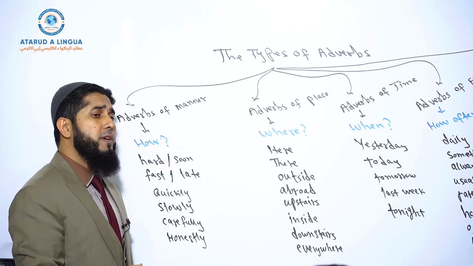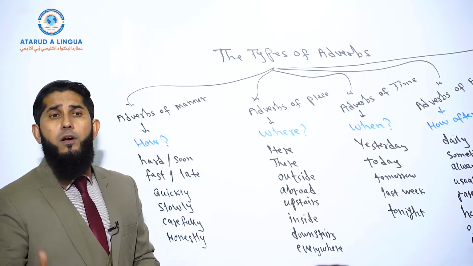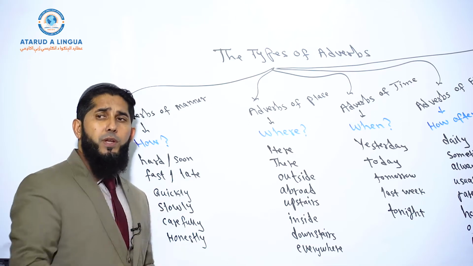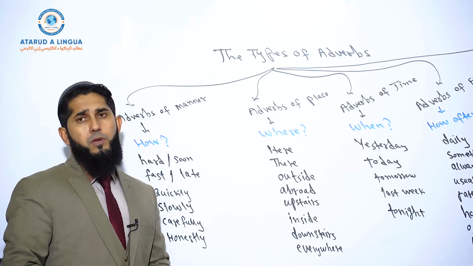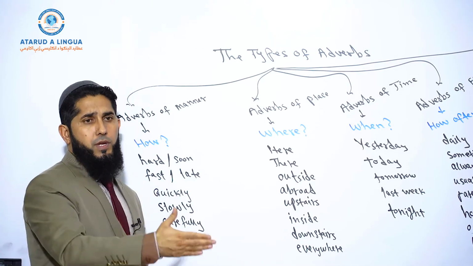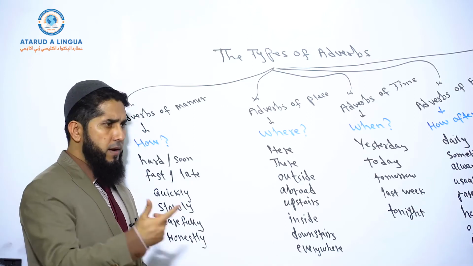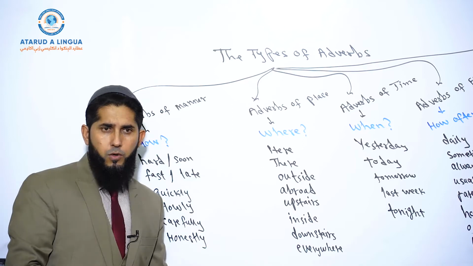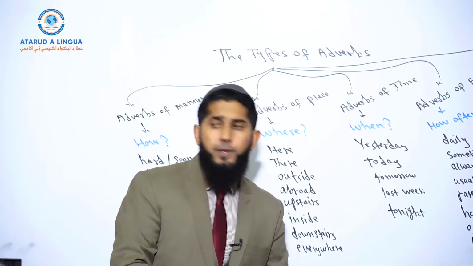How does he drive his car? He drives his car slowly. Okay. Carefully. For example, you can say he should walk carefully. He should walk carefully because he's sick. So he may fall down or something, okay?